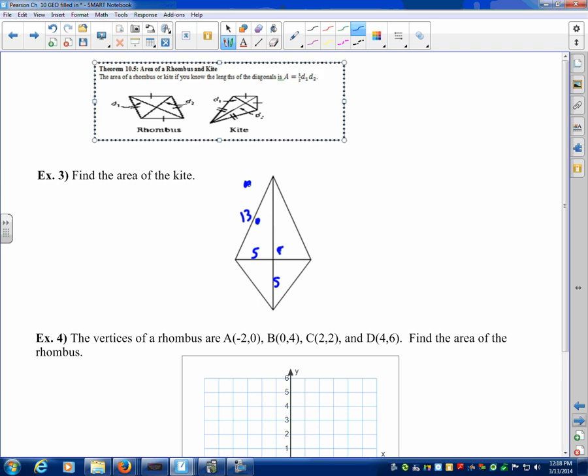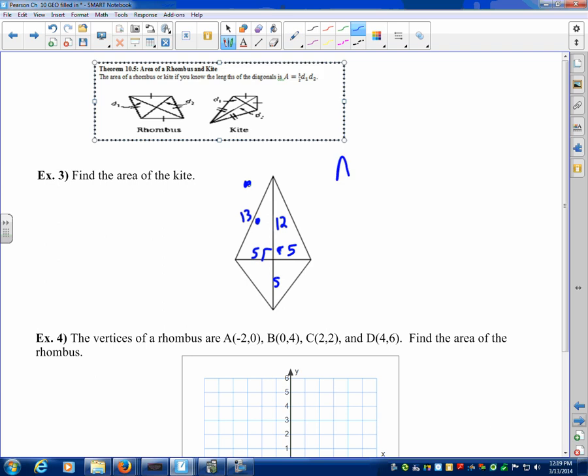So, with these particular numbers, can you find the lengths of the diagonals to be able to use this one? Sure. What's this length here? 5. This is a right triangle. So what is this length here? Pythagorean theorem. Or this is a triple. It's 12, yeah. You should recognize the 5, 12, 13 at this point. It's a triple.